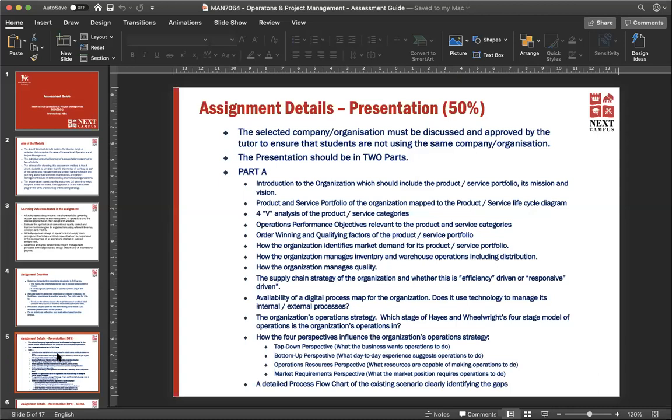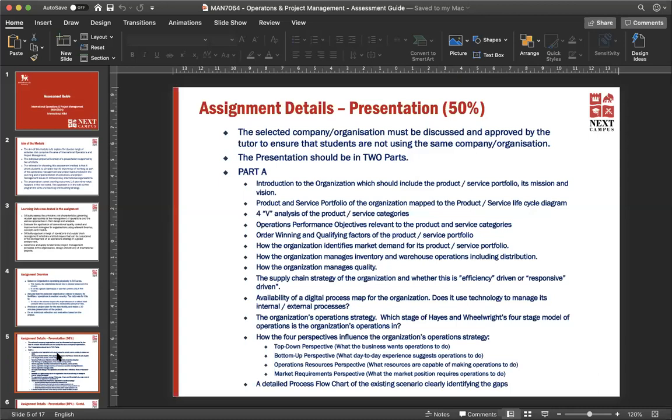So then you have to do the 4V analysis of the product service categories. You know what to do. You can refer to the slides. Then you have to look at the operations performance objectives relevant to the product and service categories that you identify. So your performance objectives are quality, and speed. So these five have to be identified.